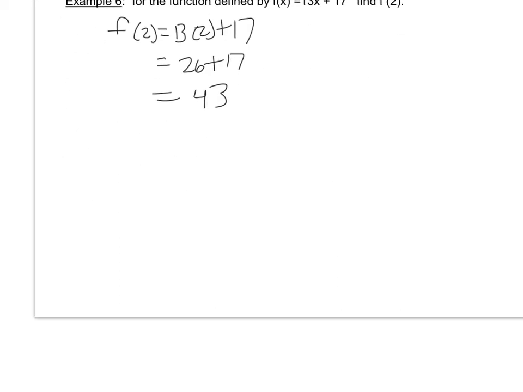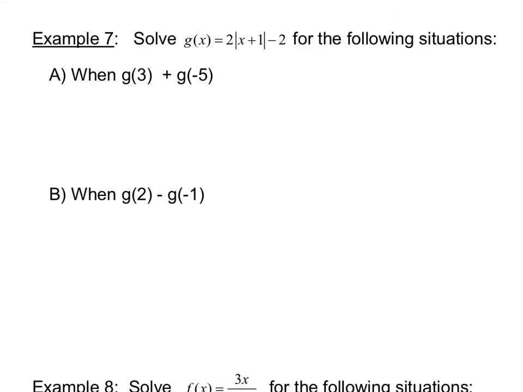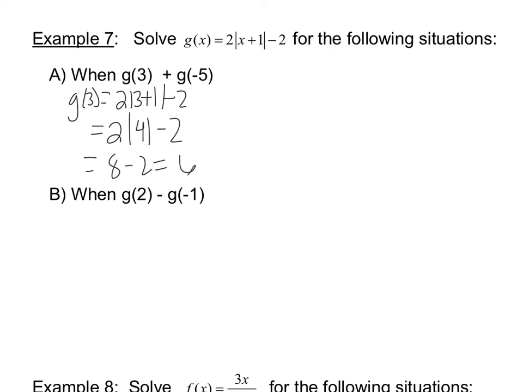Okay, let's take a look at some more. So it says solve g of x equals 2 times the absolute value of x plus 1 minus 2 for the following situations. G of 3 plus g of negative 5. So what that means is calculate g of 3. Well, 2 times the absolute value of 4 is 8, minus 2 is 6.